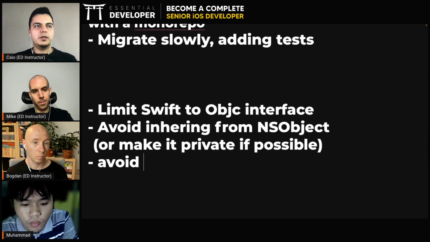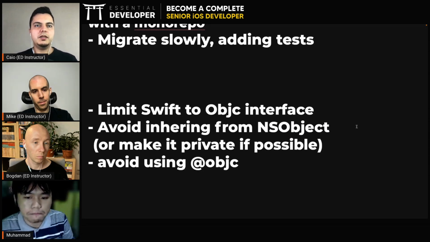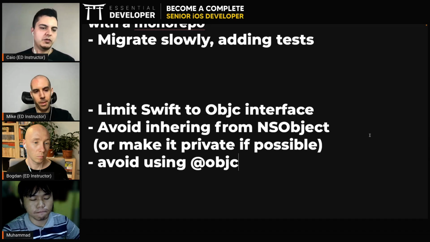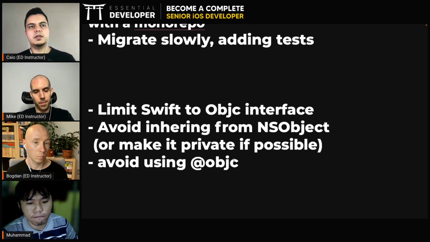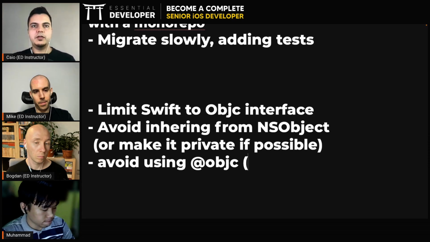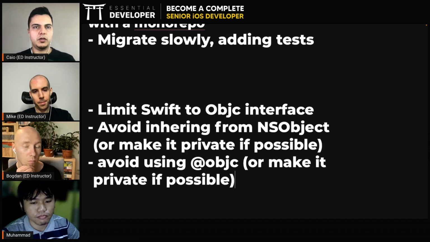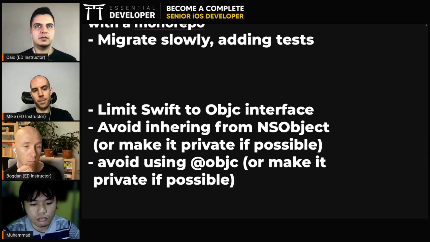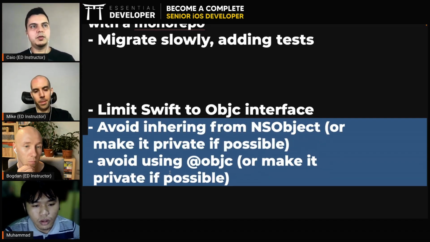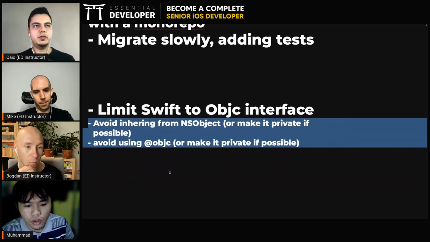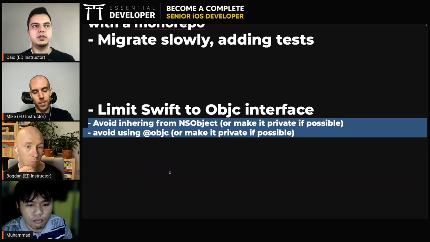Also, avoid using @objc. So you have a method and you make it available to Objective-C. It's more things to compile as well in the header. So avoid using it if not needed. If you need it, no problem. You can use it. Or make it private as well if possible, to not expose it there. So this is exposing Swift code to Objective-C. By doing this, you already can improve build times a lot.